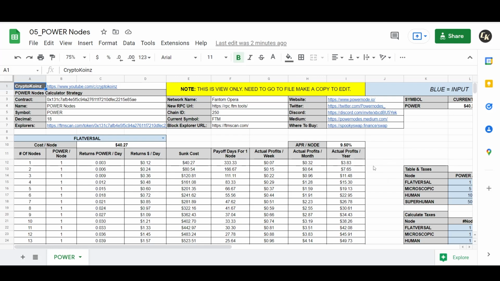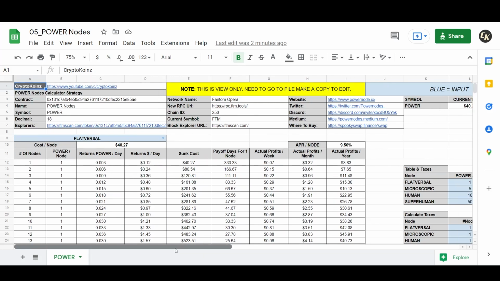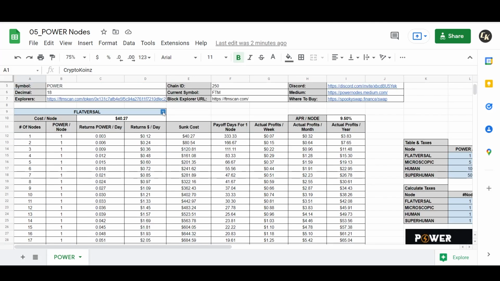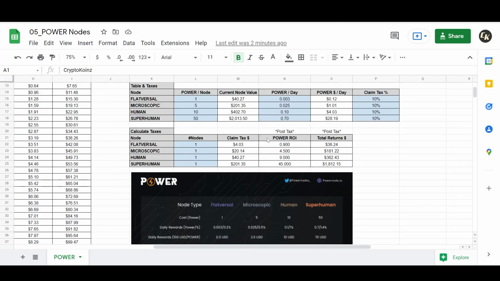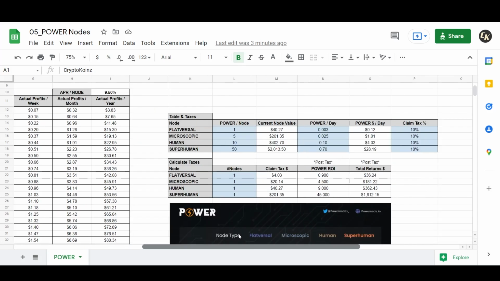Starting off here with the calculator, you have all the information here, contract information and network information, to get you up and running. Here in the top right, we have the current price of Power, its actual live quotes, and here is the breakdown. The blue sections are customizable, and these are the latest rates. You input the new numbers here on this table, and that's how this chart is being generated.